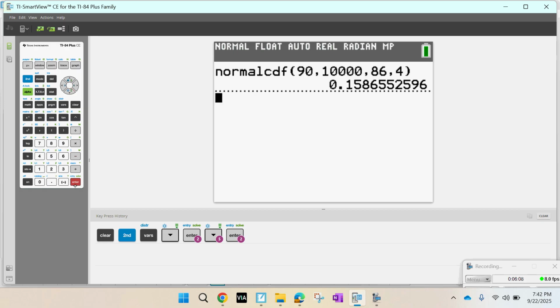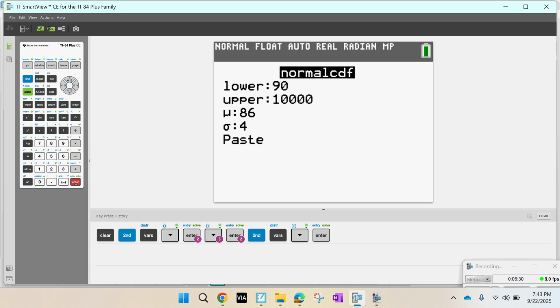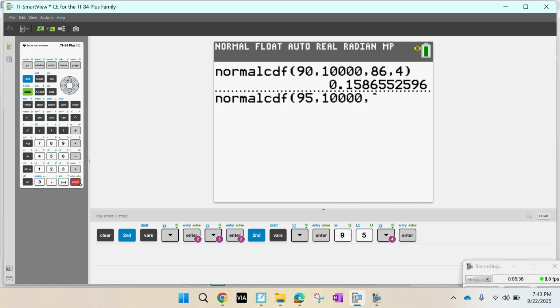Okay, and if we go through all of these, we get 0.158655, which should be pretty close because if I added up the standard deviations, that would have been 16%. So I know that's right on. Now we're going to do the exact same thing, but this time 95 is going to be our low number. So second vars down to normal CDF, and this time it's going to be 95. Everything else is going to stay the same. And there's our answer on this one.